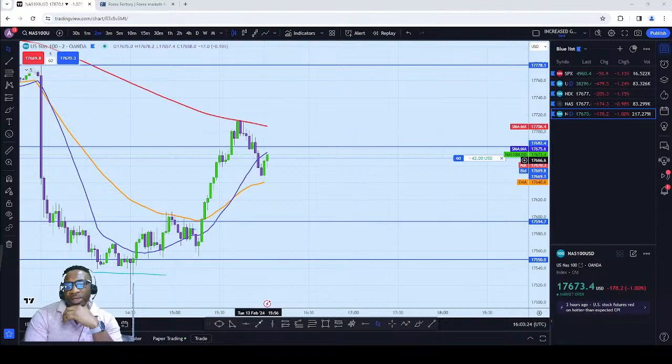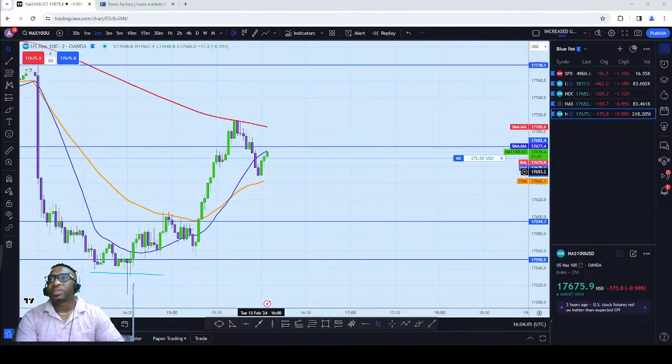So this is the pullback, and once you get the pullback, you can also take advantage of the price being taken out here. The understanding is the moving averages have crossed over, and when there's a crossover, we expect a pullback, and when there's a pullback, we take advantage of the events that happen there. This is the event we can see here: the purple candle has been taken out by the green candle.